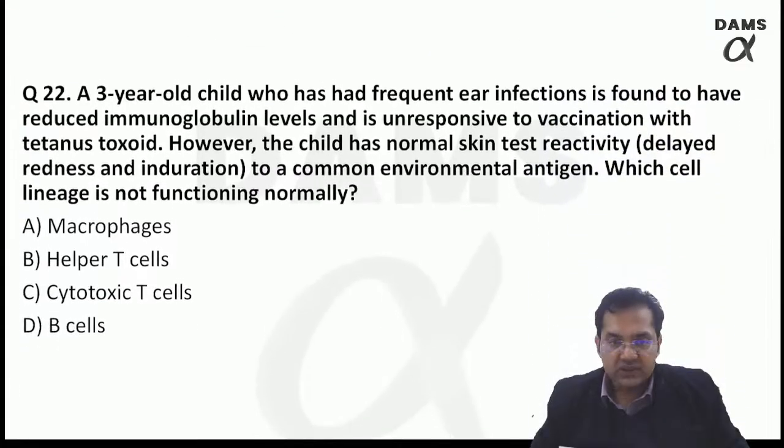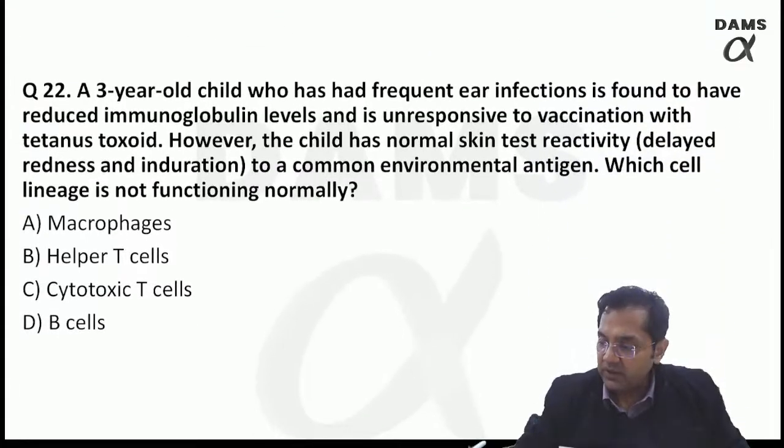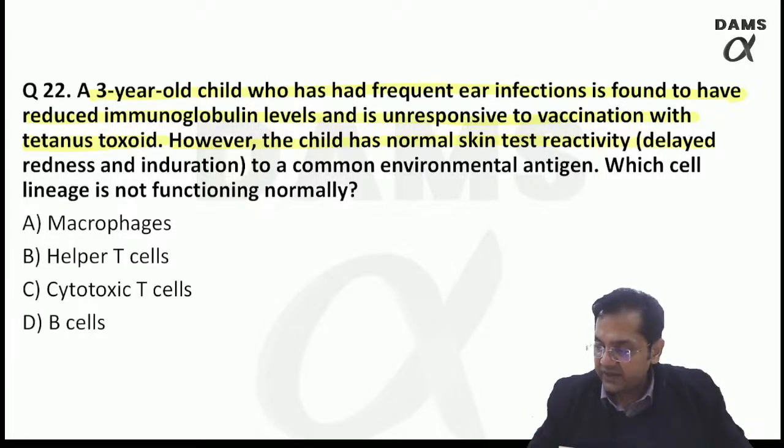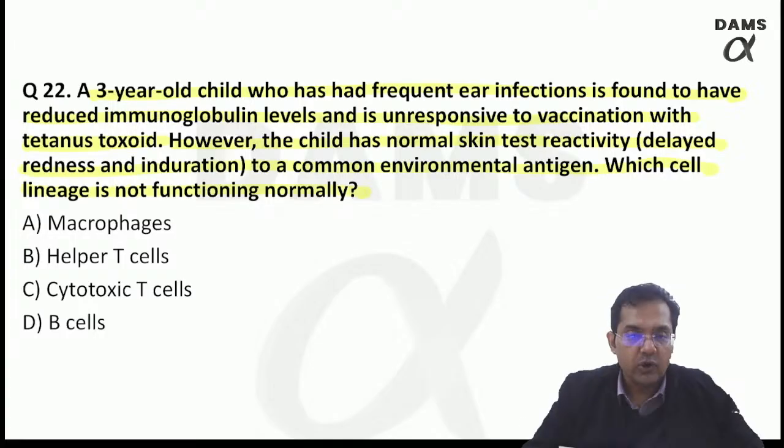Moving to question number 22, another important one, very interesting question. I will not say tough, you just have to use a little logic. A 3-year-old child who has had frequent ear infections is found to have reduced immunoglobulin levels and is unresponsive to vaccination with tetanus toxoid. However, the child has normal skin test reactivity, which is known as delayed redness and induration to a common environmental antigen. Which cell lineage is not functioning normally? So I will give you time to think about it. Very interesting question.